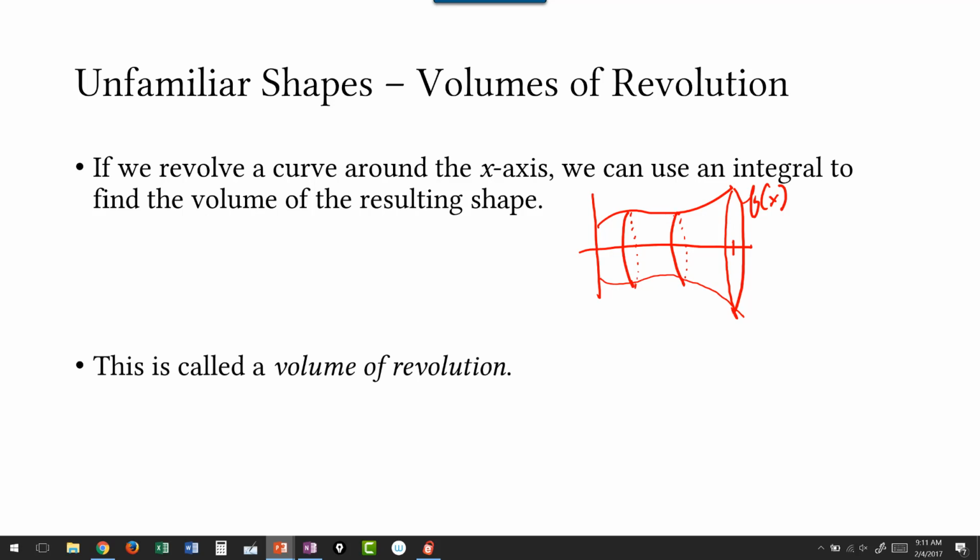Now, I want to point out before we move on that if we sliced the figure perpendicular to the x-axis, then the resulting slices would once again be disks, where the radius is just the value of the function.